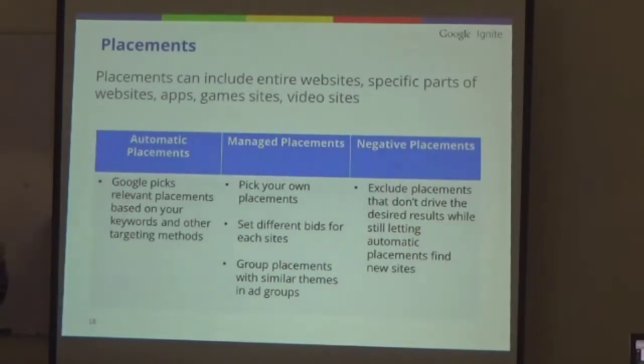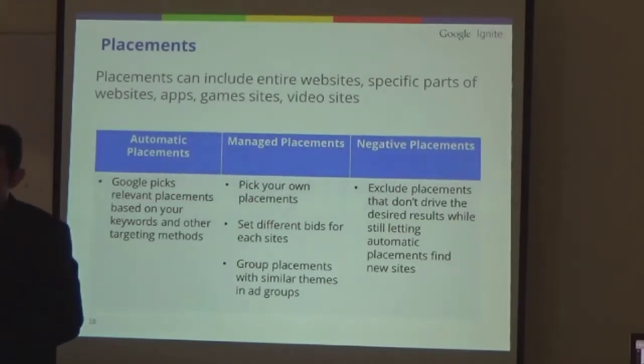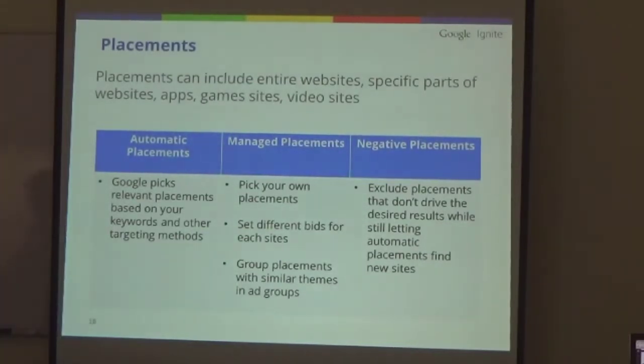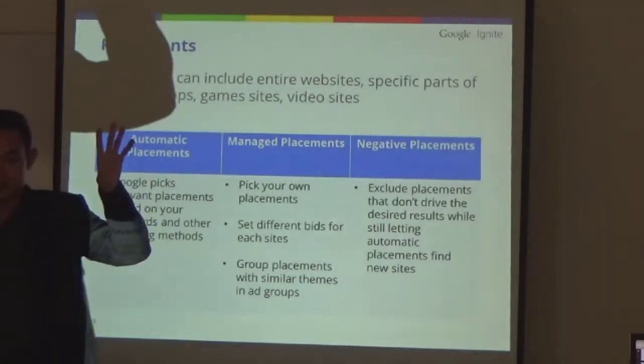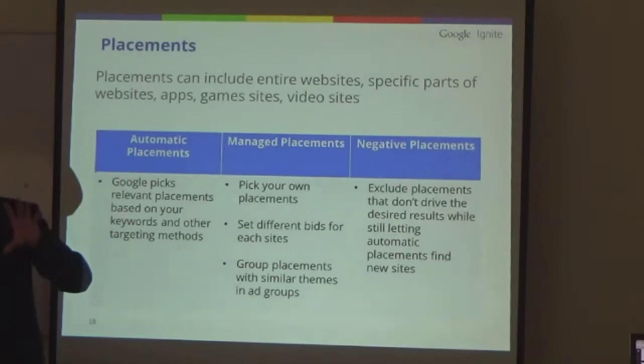Exclude placements that don't drive the desired results, while still setting automatic placements to find new sites. A lot of questions will be asked on placements, so do take note of some of these things. There's a tip here. You can also group placements with similar themes in one ad group, like contextual targeting ads, which goes by themes. In managed placements as well, it's best practice to group similar keywords in the same theme.